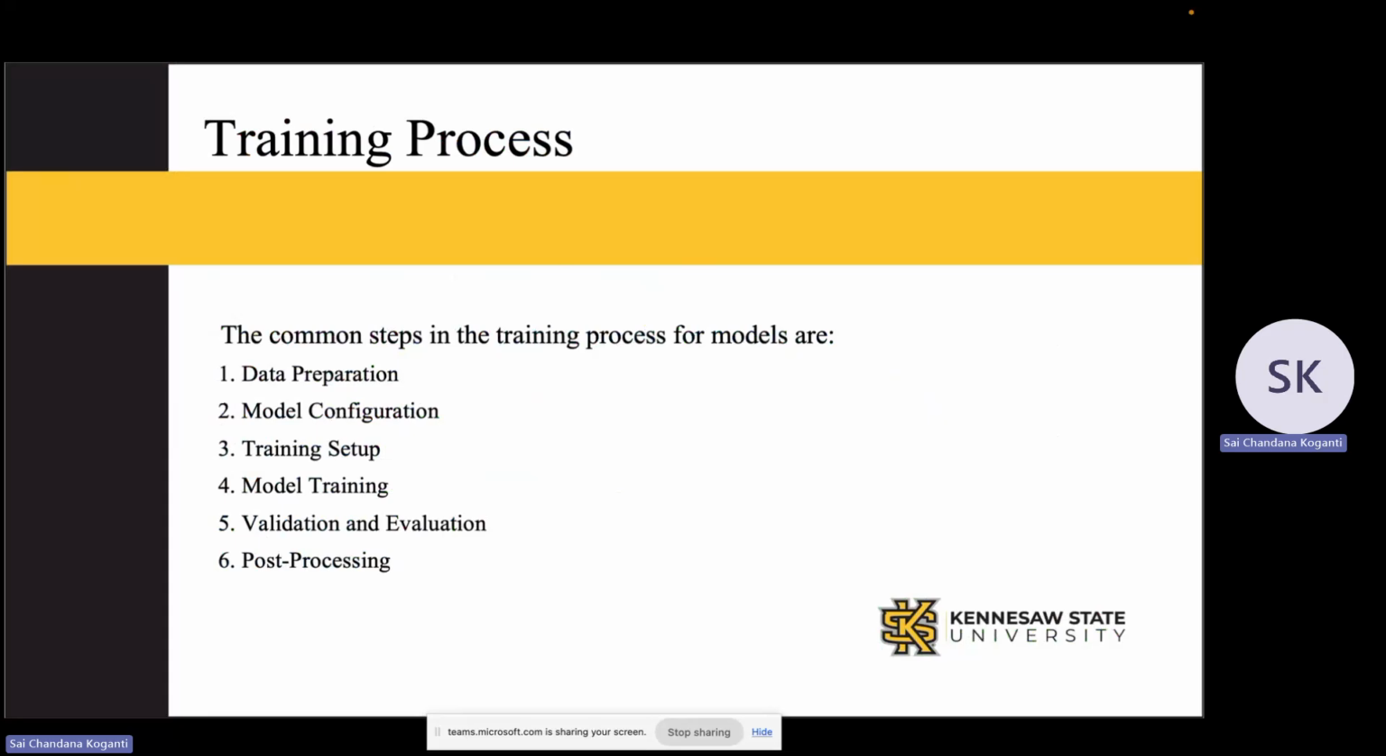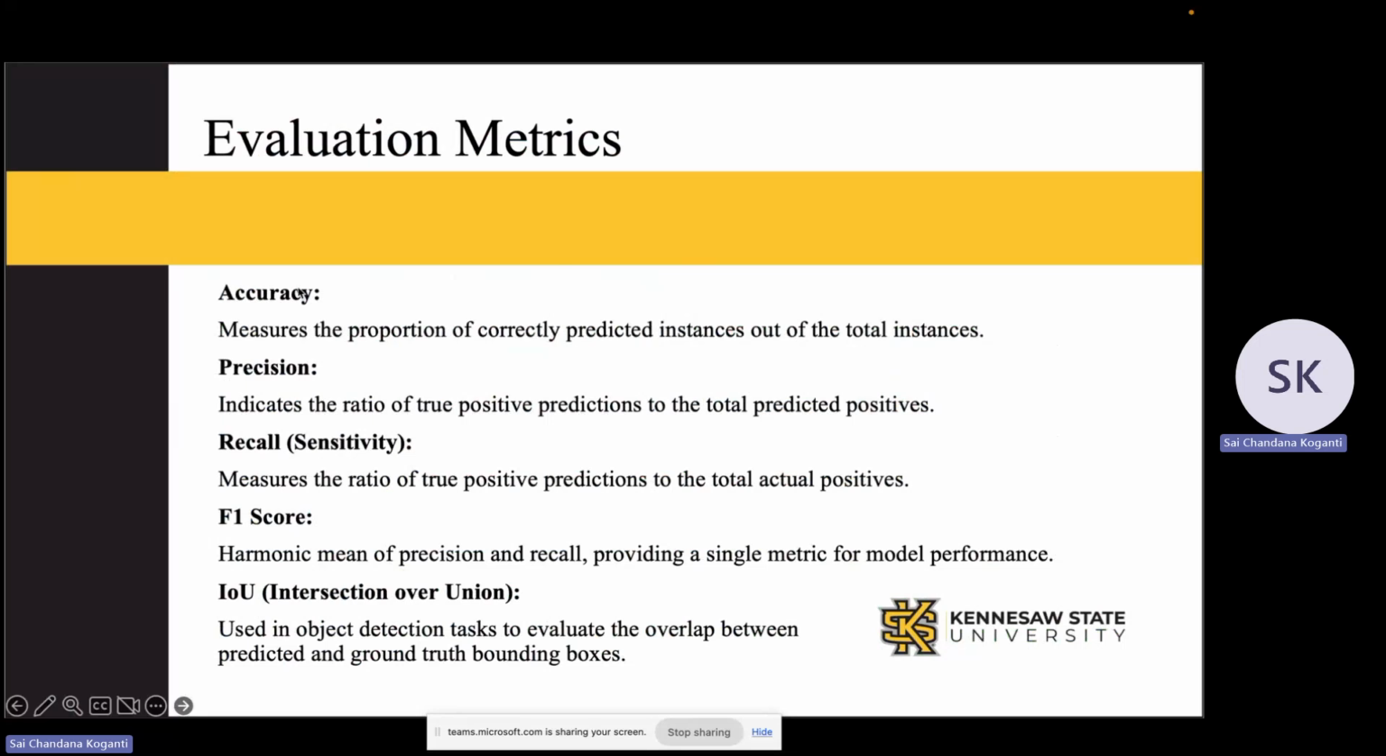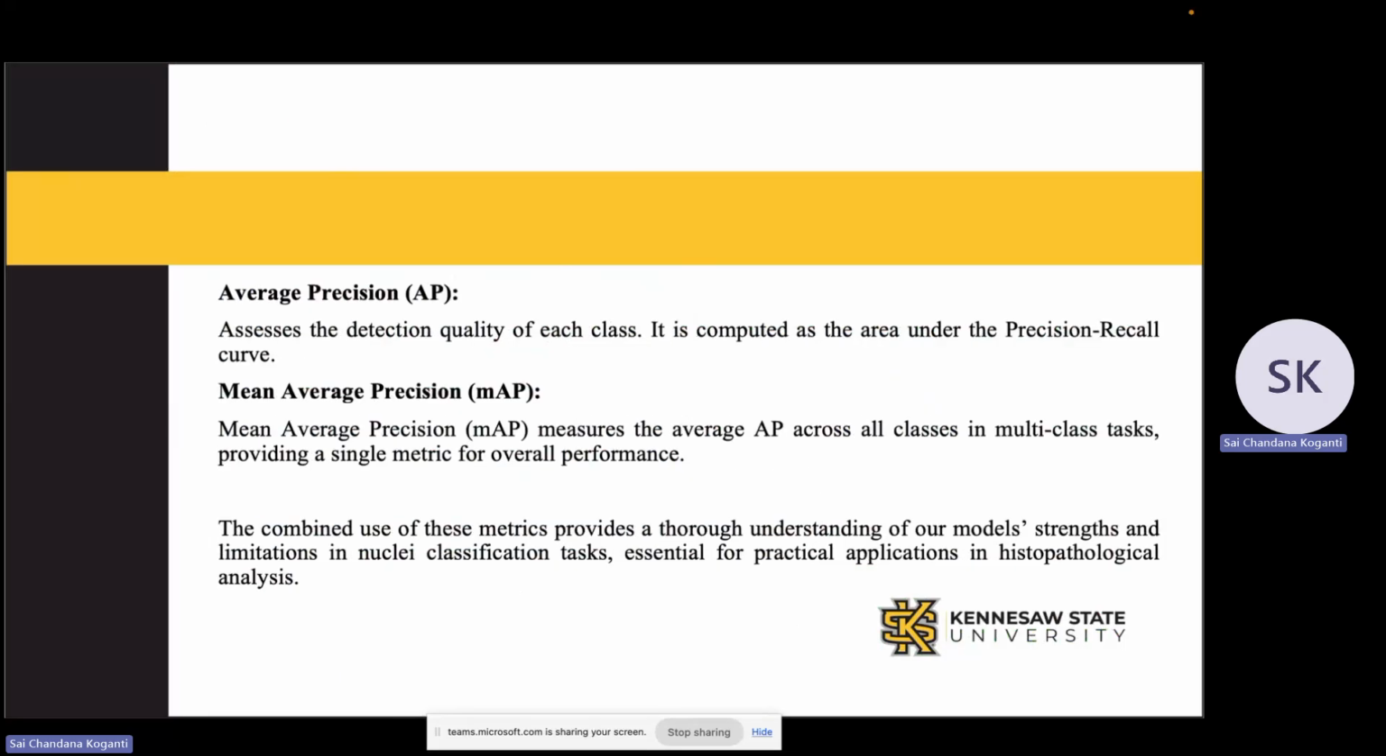I'm going to discuss the evaluation step because in evaluation we have used different evaluation metrics. These are the evaluation metrics which I have used for my research: accuracy, precision, recall, F1 score, and IOU. Along with this, I also used AP and mAP, average precision and mean average precision. These metrics provided a comprehensive view of each model's strengths and also weaknesses.